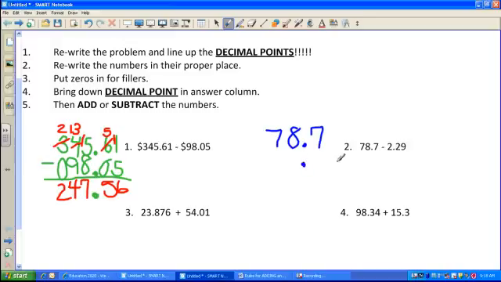So to the left of the decimal point I have a 2. Matches up with the 8. To the right of the decimal point I have a 2. That matches up with the 7. Then I have a 9.